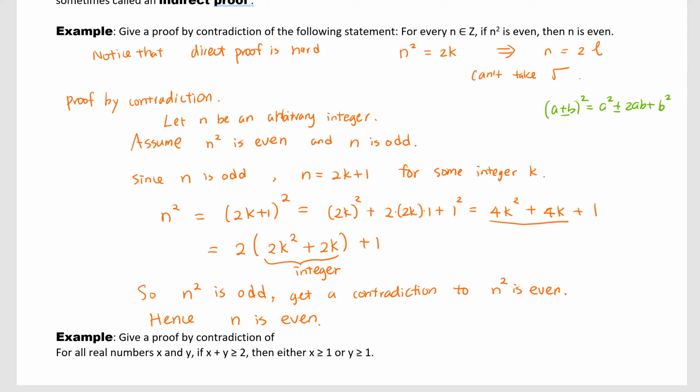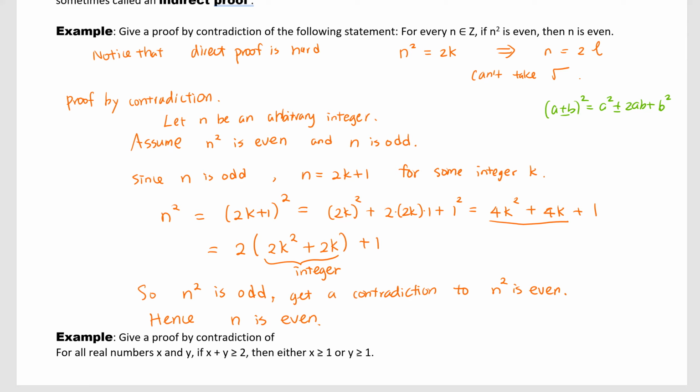And then it's better to look at n, because with n squared you cannot take the square root of n squared. So that's why we look at n. Because it's odd, then n is 2k plus 1 for some integer k. And then we want to compare with n squared, so we can square it. We know how to calculate the square, right?